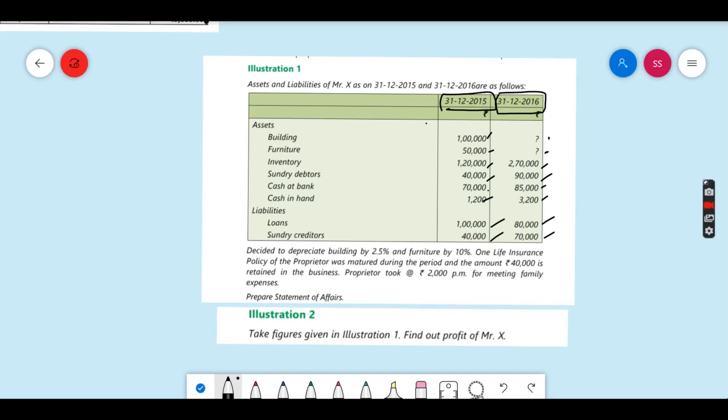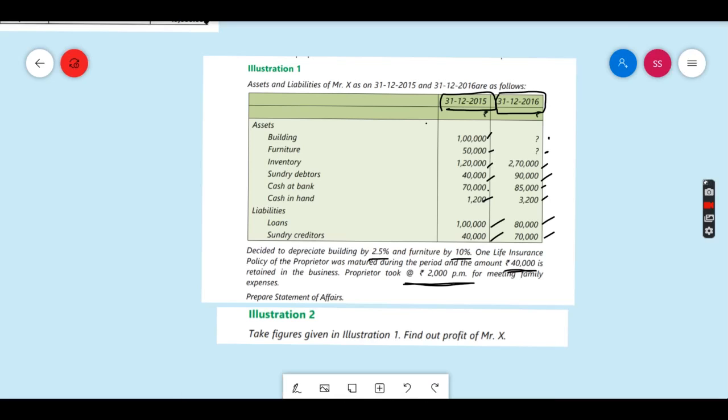It was decided to depreciate building by 2.5% and furniture by 10%. One life insurance policy of the proprietor matured during the period and the amount 40,000 is retained in the business, and the proprietor took 2,000 per month for meeting the family expenses. So the proprietor took 2,000 per month, which is drawings, and the life insurance money he got, 40,000, he retained, that means he reinvested in the business, which we can also call additional capital, right? So from this we need to prepare a statement of affairs.